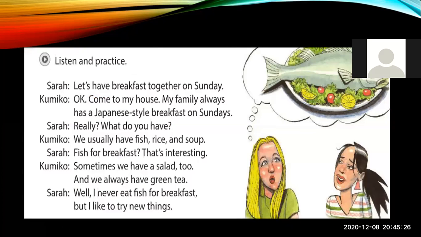Remember the conversation that we had in the platform? What is this one? Let's repeat. Let's have breakfast together on Sunday. Okay, come to my house. My family always has a Japanese-style breakfast on Sundays. Really? What do you have? We usually have fish, rice, and soup. Fish for breakfast? That's interesting.